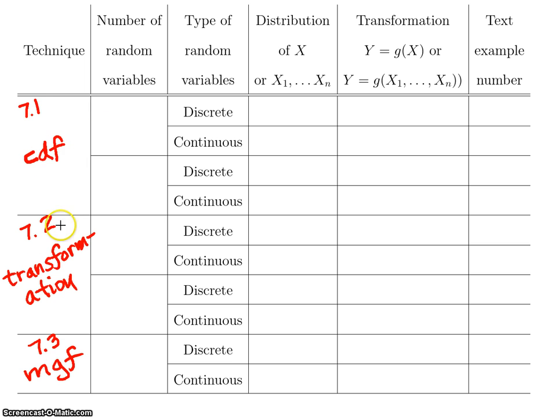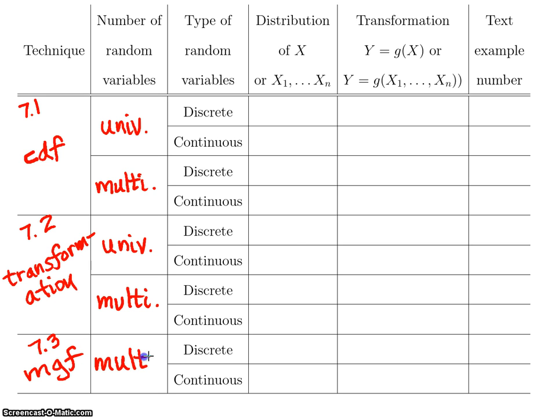Now in 7.1 and 7.2, we'll start with the univariate case, move up to the multivariate case, and in each case that's broken down into discrete and continuous. In 7.2 we start with the univariate case, move up to the multivariate case. And in 7.3 we go straight to the multivariate case, don't even need the univariate case in that particular situation.